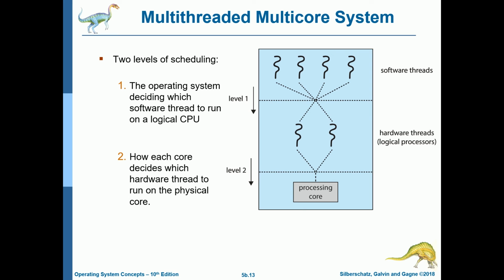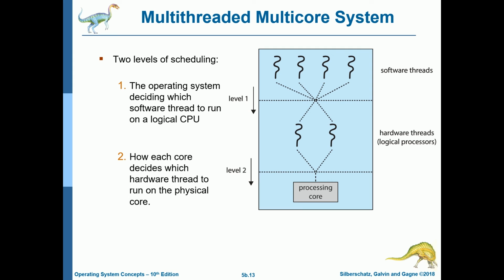The second level of scheduling specifies how each core decides which hardware thread to run. There are several strategies to adopt in this situation. One approach is to use a simple round-robin algorithm to schedule the hardware thread to each processing core. Note that the two different levels of scheduling shown here are not necessarily mutually exclusive. In fact, if the operating system scheduler is made aware of the sharing of processing resources, it can make more effective scheduling decisions.